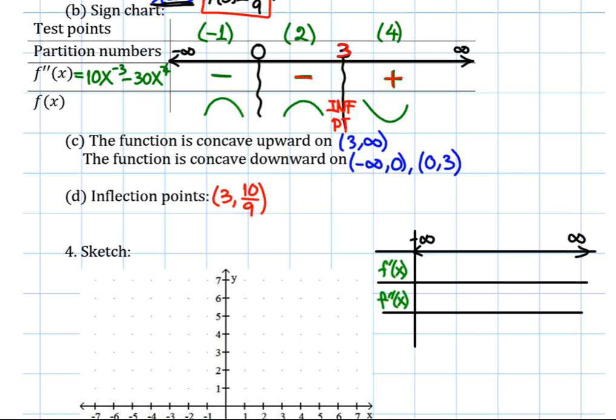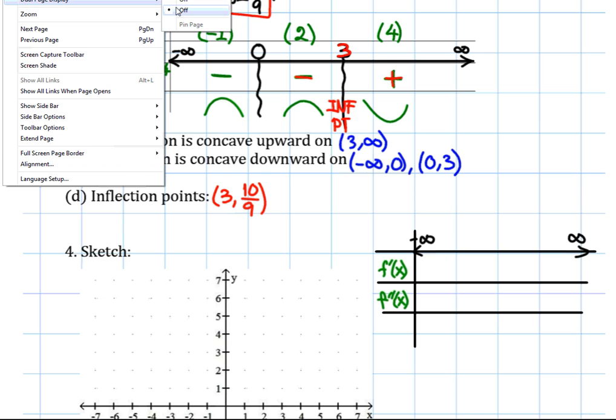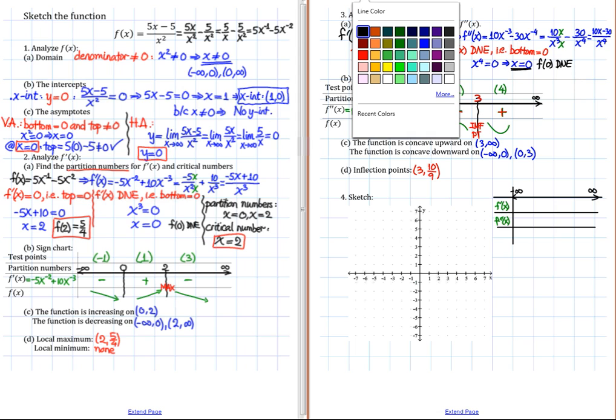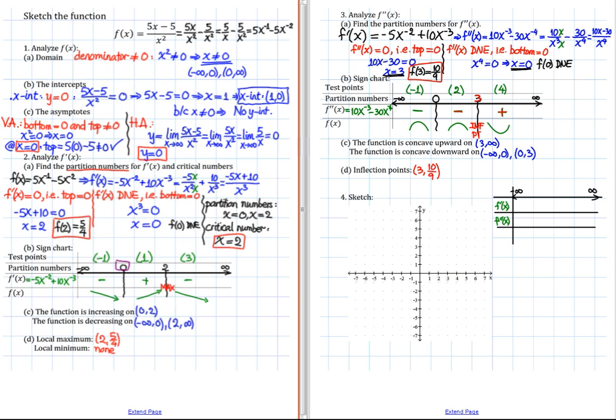Right. Now, on the points, I will write this in purple. Right. So for the first derivative, we have 0 and 2. And on the second derivative, we have 0 and 3. So we're going to put all of those numbers in: 0, 2, and 3. And that divides the number line like that.